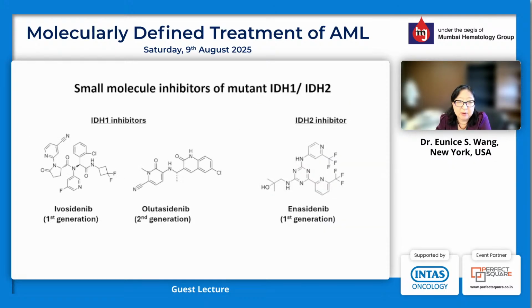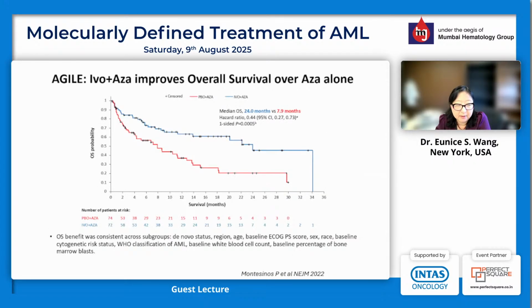There currently in the US are 3 inhibitors that are available for treatment of IDH1 and IDH2. There's ivosidenib, which is a first-generation IDH1 inhibitor, olutasidenib, a second-generation inhibitor, and one IDH2 inhibitor, enasidenib. And you can see here that in our older unfit patients, the addition of this IDH1 inhibitor to azacitidine can lead to a pronounced overall survival benefit. You can see here, Ivo-Aza together leads to a median overall survival of 24 months as compared to 8 months in patients getting azacitidine alone.